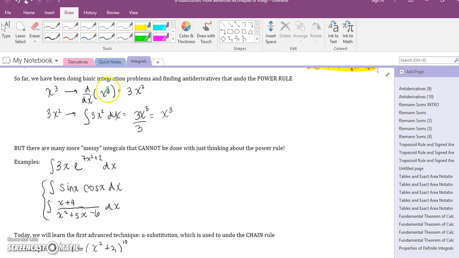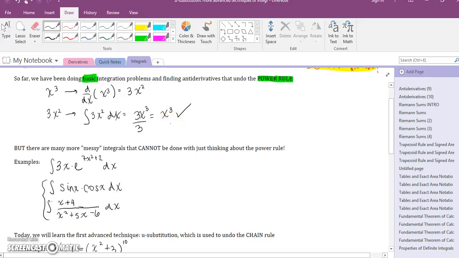So far, what you need to realize is that the integration that we've been doing is considered to be more basic and easier. All we've been doing is finding antiderivatives that undo the power rule. So for example, if I take the derivative of x cubed, I end up with 3x squared. To go back to where I started by doing the integral of it, all I do is I add 1 to my power, divide by the new power, and I'm back where I started. So that was pretty simple. You're just undoing the power rule.